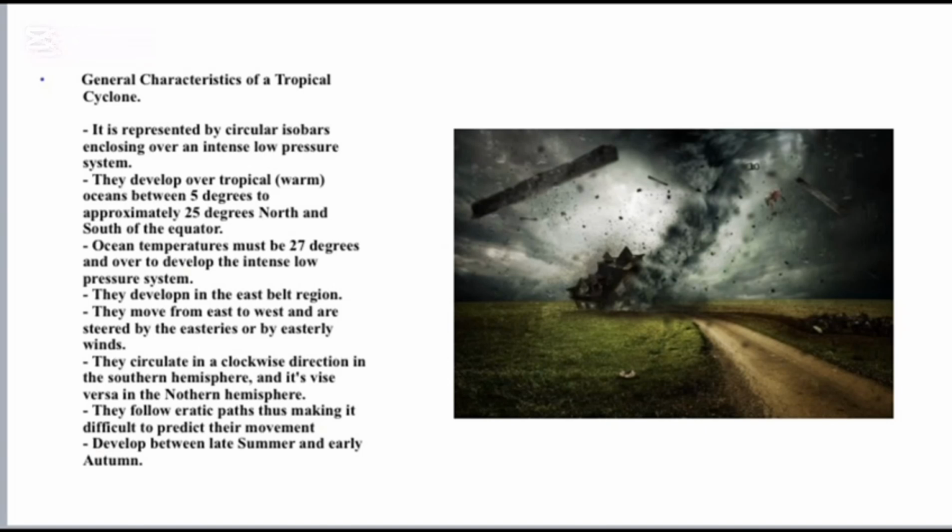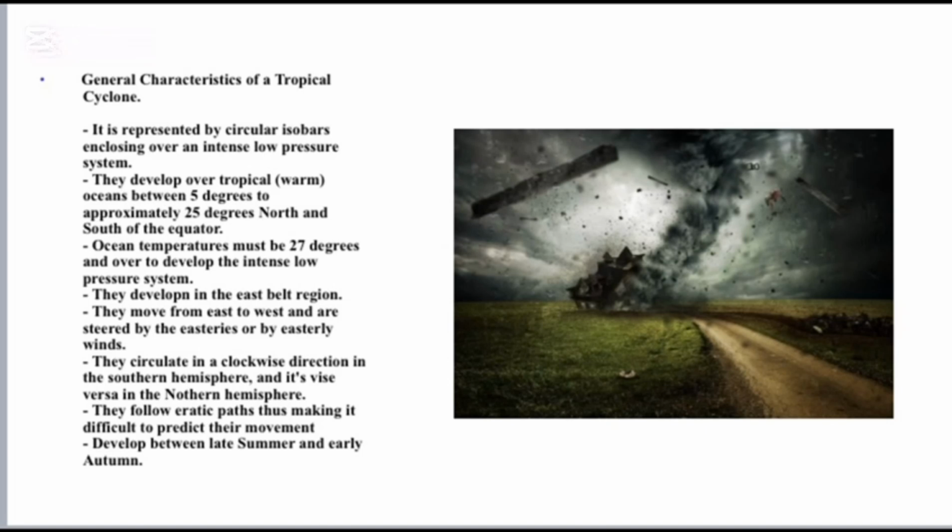Number 2, they develop over tropical and warm oceans between 5 degrees to approximately 25 degrees north and south of the equator. The temperature of the ocean must be 27 degrees Celsius or higher for the intense low-pressure system to form.